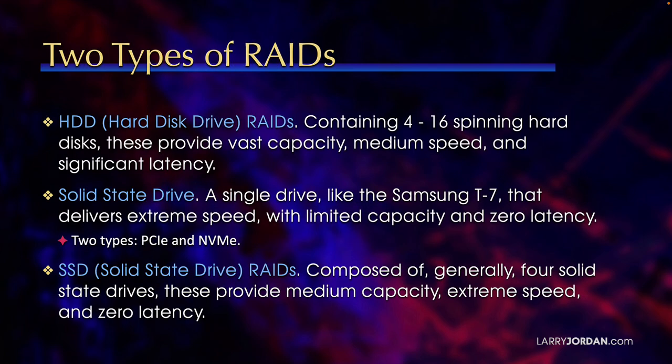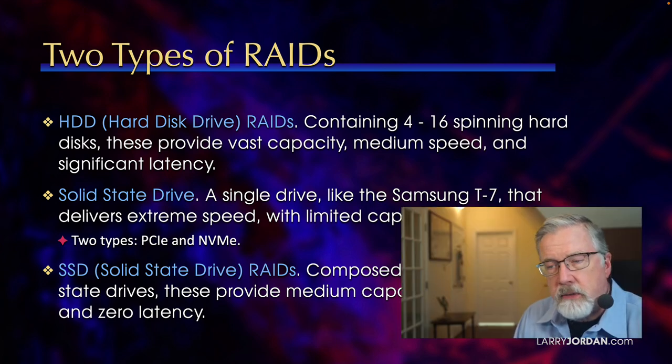In fact, there's two types of RAIDs. There's a hard disk drive RAID and a solid-state drive RAID. An HDD, for hard disk drive, RAID contains 4 to 16 spinning hard disks. These provide vast capacity, medium speed, and significant latency. Latency is the time it takes to get data off the drive.